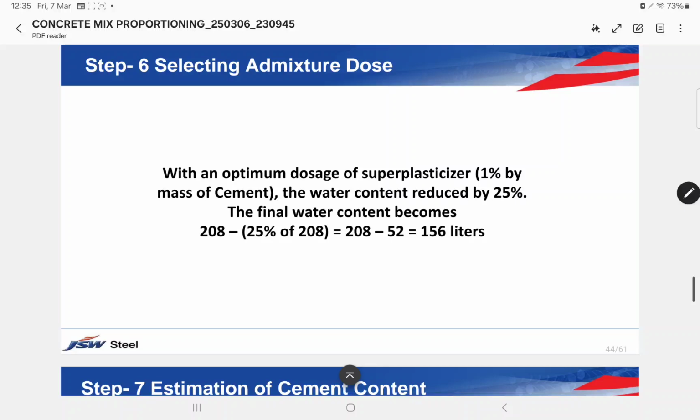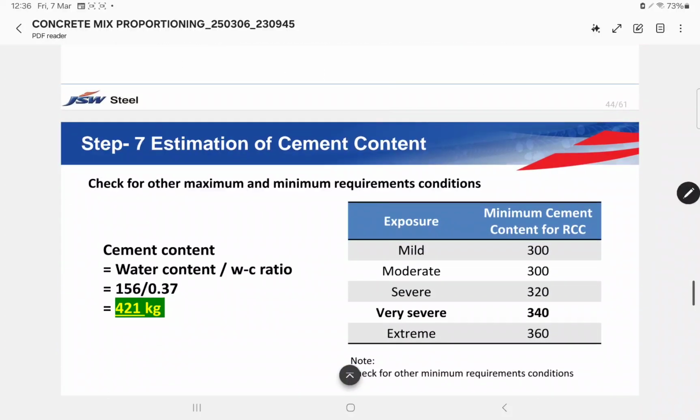From this experiment, you found that you can use 1% by mass of cement, which will reduce the water content by 25%. So now my final water content becomes 156 liters. Now next you have to again calculate what will be the cement content for this amount of water content. And how to do it? You already know the water cement ratio. So 156 divided by 0.37, now it is coming 421 kg.